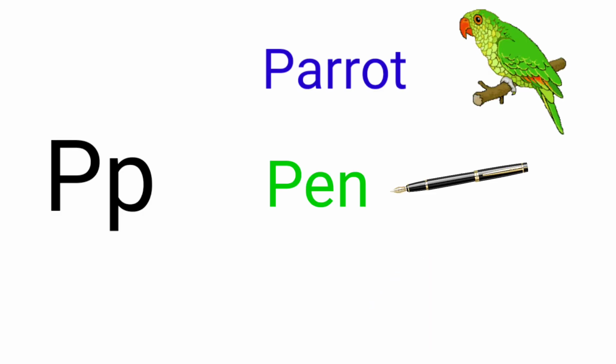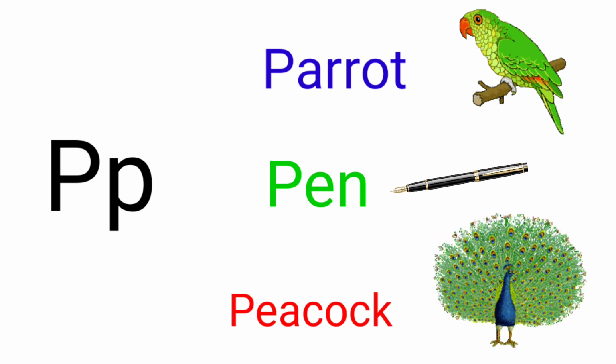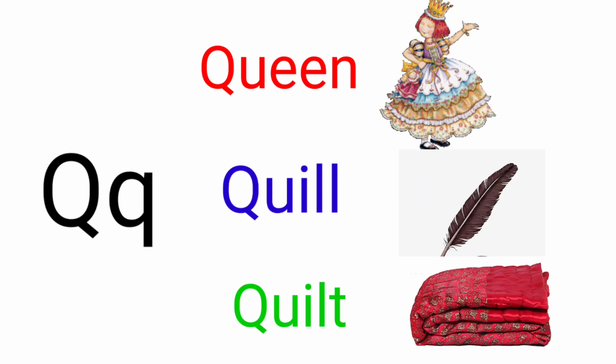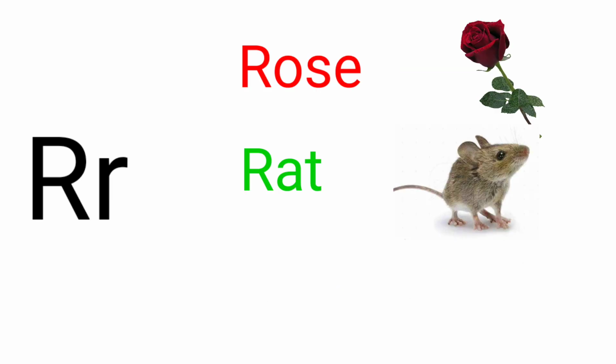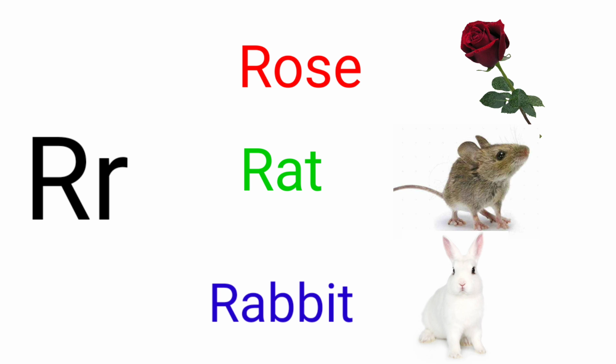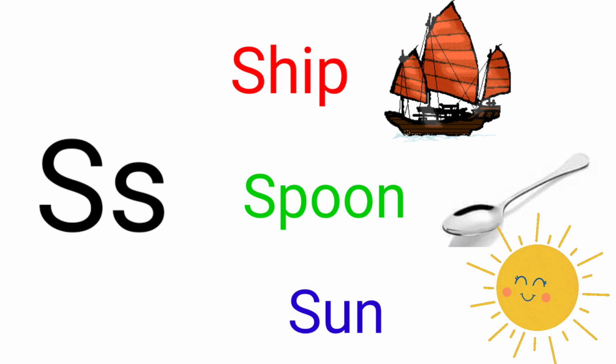P for parrot, pen, peacock. Q for queen, quill, quilt. R for rose, rat, rabbit. S for ship, spoon, sun.